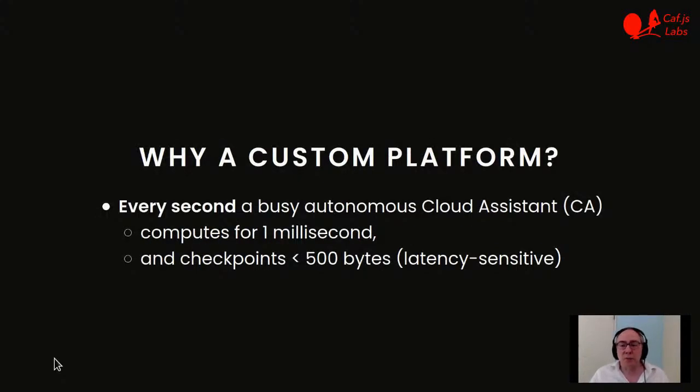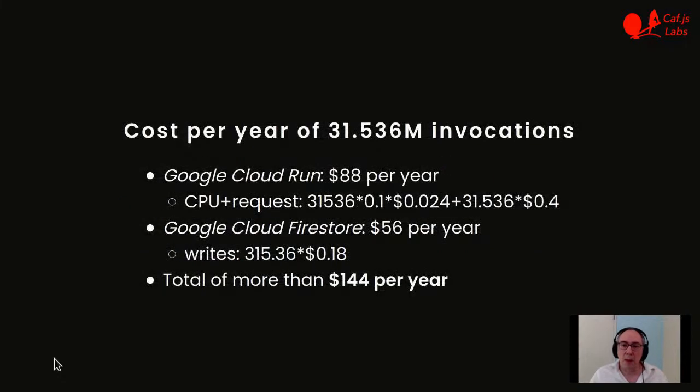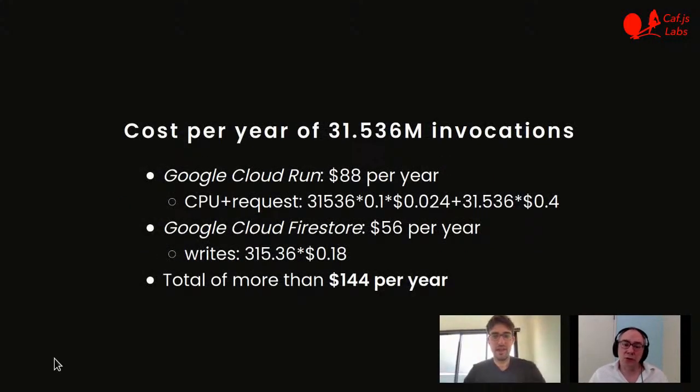So why do we need a custom platform? A typical cloud assistant every second is going to wake up, compute for about a millisecond, and create a checkpoint that is typically less than 500 bytes of compressed state. Then it's just going to go back to sleep. We want that checkpoint to be very fast because we don't assume a request is fully done until we have a stable checkpoint.